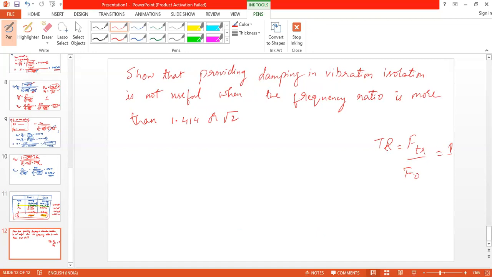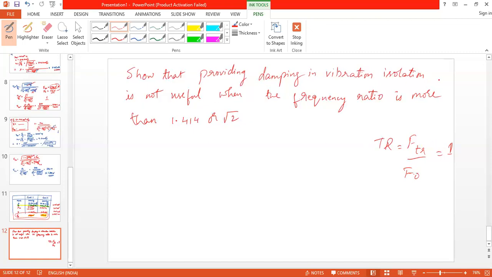Right? So what does the transmissibility ratio mean? It is the ratio of the force which is being transmitted to the ground to the applied force. If this is equal to 1, then there is no need to provide the isolator between the vibrating mass and the ground. The use of the isolator is to reduce the amount of force which is being transferred to the ground.